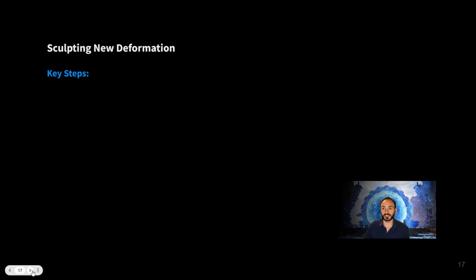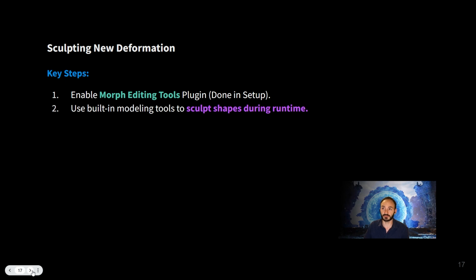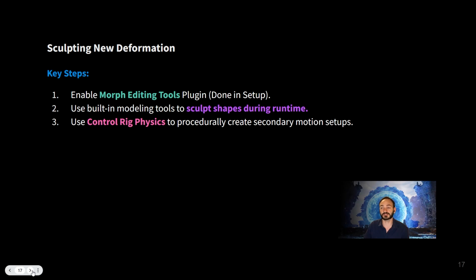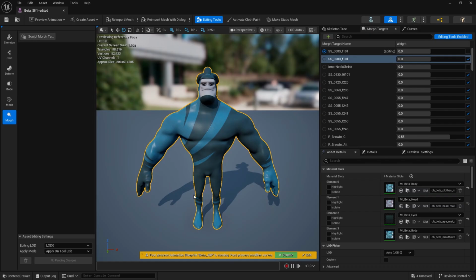Sculpting new deformation, we will first need to enable the Morph Editing Tools plugin. We have done it already in the project setup process. And then we will use the built-in modeling tools to sculpt shapes during runtime. And then we will use control rig physics to procedurally create secondary motion and reverse bake the customized animation data. I have now opened the skeletal mesh of the beta character in the skeletal mesh editor.